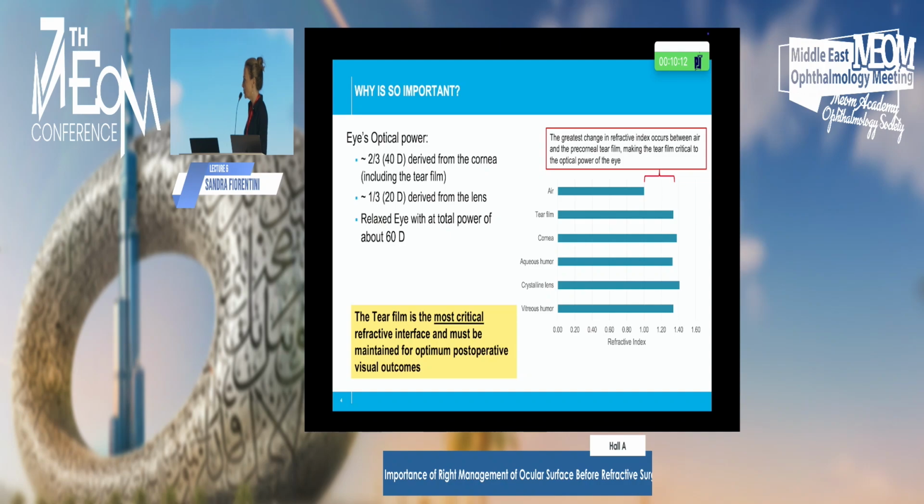So the total optical power is approximately 60 dioptres. Two-thirds of it is in the cornea, 40. And taking into consideration that the refractive index change from air to tear film is one of the most important, this makes the tear film one of the most critical refractive interfaces. And that's why we must look at this before indicating any surgery.